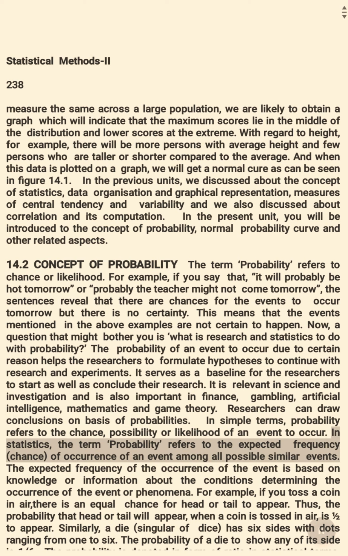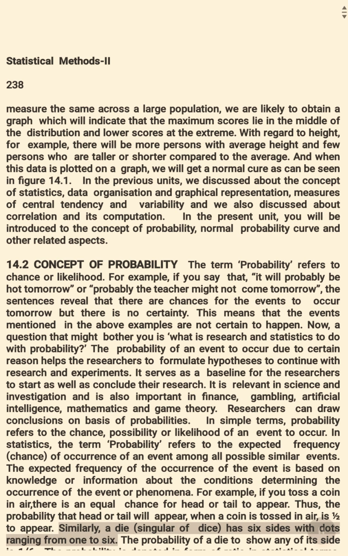In statistics, the term probability refers to the expected frequency, or chance of occurrence, of an event among all possible similar events. The expected frequency of the occurrence of the event is based on knowledge or information about the conditions determining the occurrence of the event or phenomena. For example, if you toss a coin in the air, there is an equal chance for head or tail to appear. Thus, the probability that head or tail will appear, when a coin is tossed in the air, is 1/2.